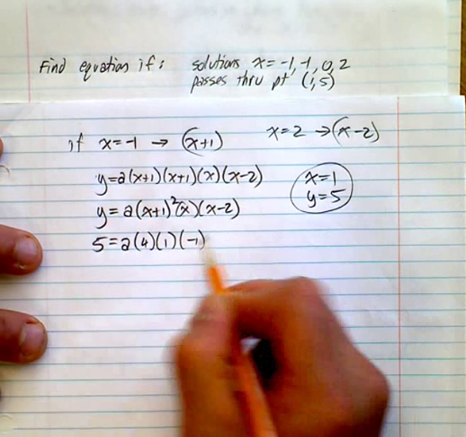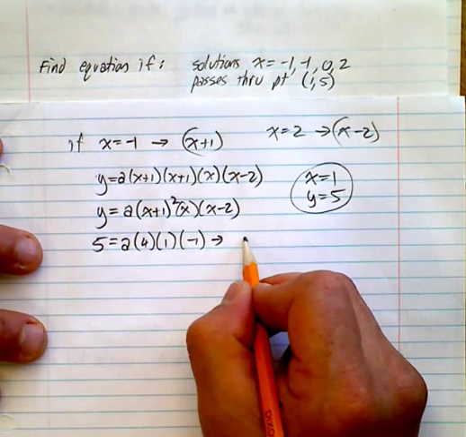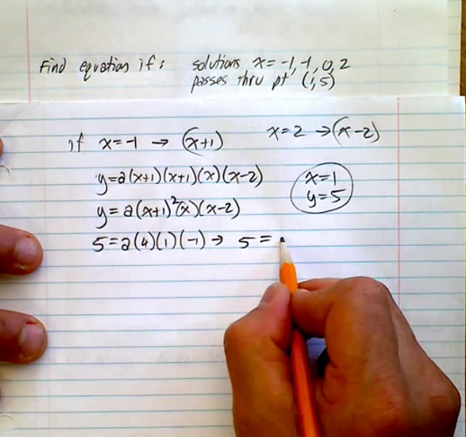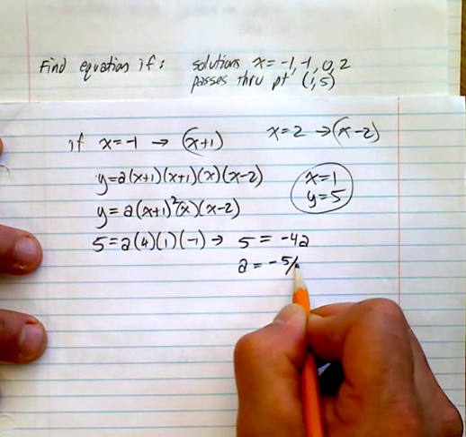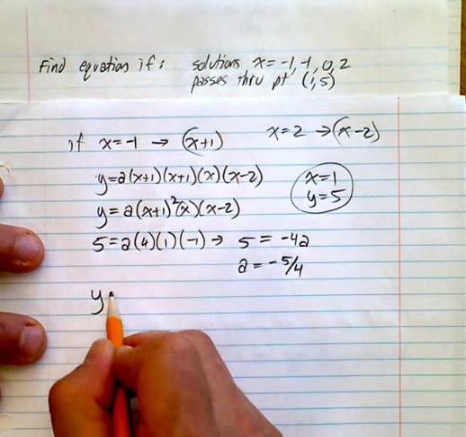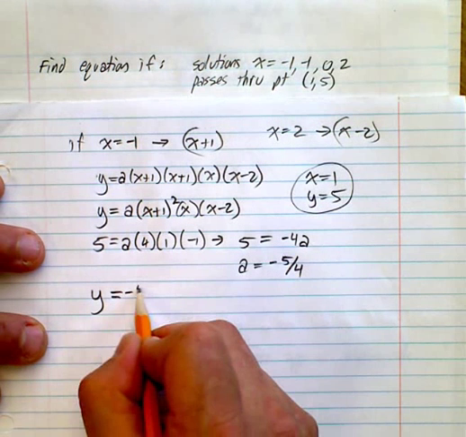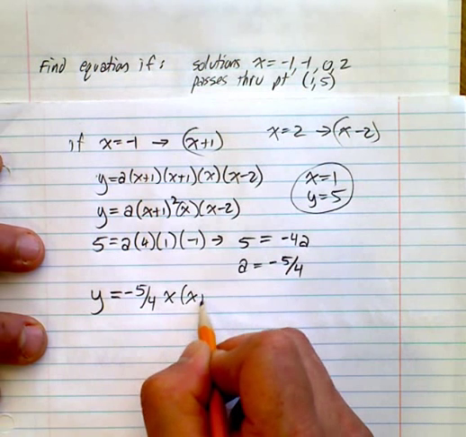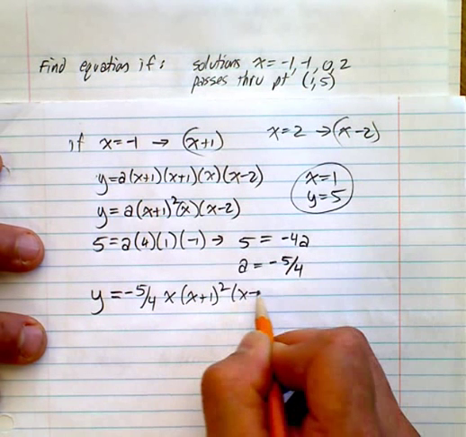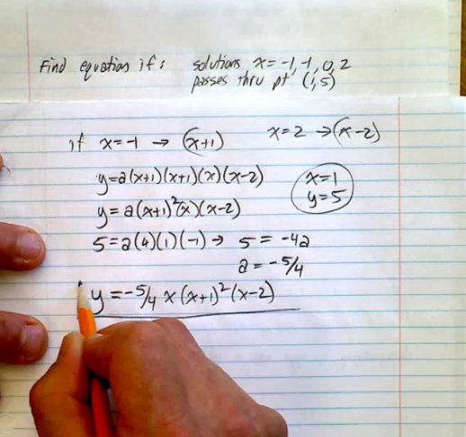There you go. So what you now have is 5 equals -4a. So a is equal to -5/4. So your final answer here would be y equals -5/4. Let's put the x in the front, so x times (x plus 1) squared times (x minus 2). This is the final equation.